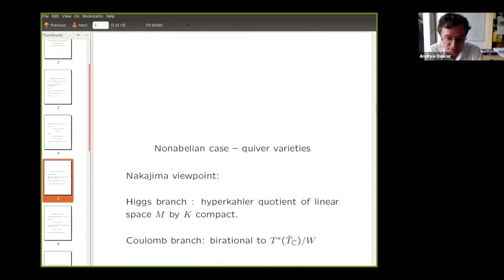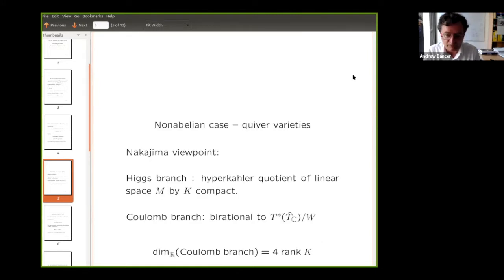Well, so we'll take the Higgs branch to be a quiver variety, a hyperkähler quotient of some big linear space by a compact group. So the idea, stemming, for example, from work of Nakajima and his collaborators, and Finkelberg, Braverman, etc., is the Coulomb branch is expected to be birational to the cotangent bundle of a dual complexified torus of K modulo the Weyl group. So that should give us a dimensional relation.